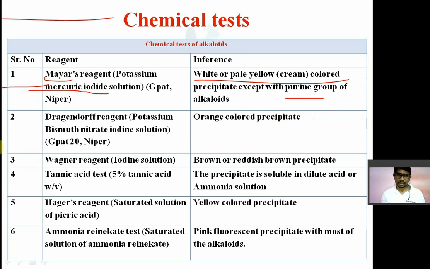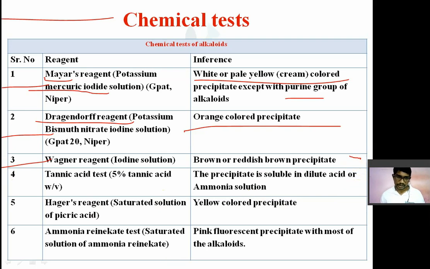Again, the second test is Dragendorff's reagent. Potassium bismuth iodide solution. Remember, potassium bismuth. If alkaloids are present, they will be precipitated and give an orange color precipitate. Now the third test is Wagner's reagent. It is nothing but an iodine solution. If alkaloids are present, they will give a brown or reddish brown precipitate.